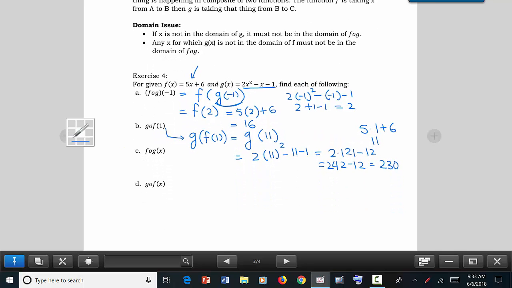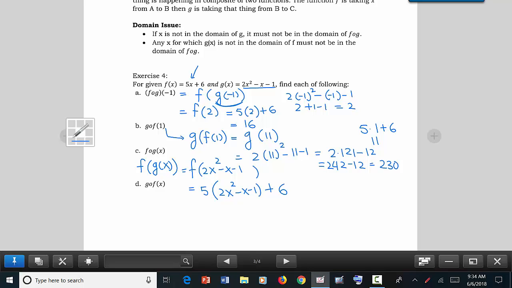F composite g of x. So the meaning is g is acting on x first. So f is there. G of x is how much? 2x squared minus x minus 1. This is the new input. So we replace this new input for x in the given function f. So 5x should be replaced by this expression 2x squared minus x minus 1, then plus 6. That is the final answer.